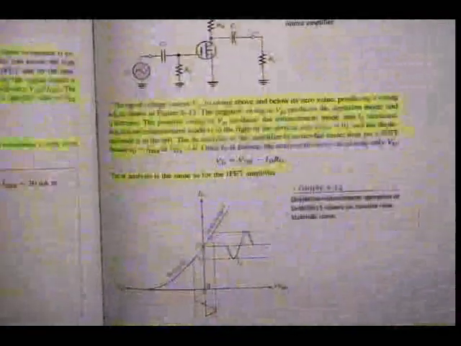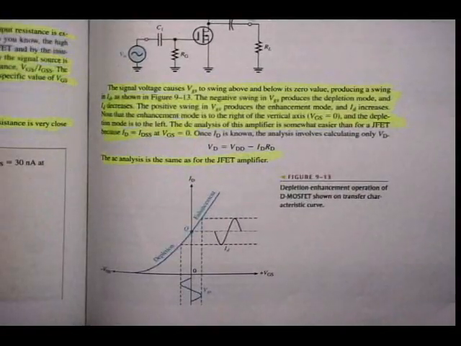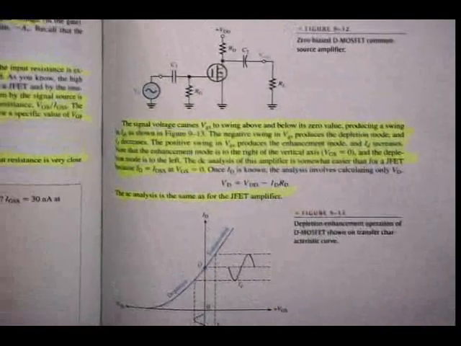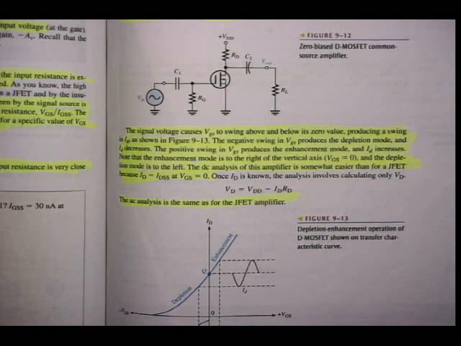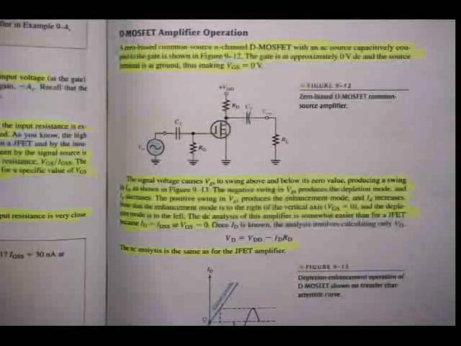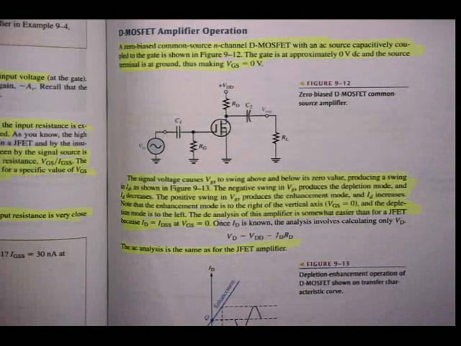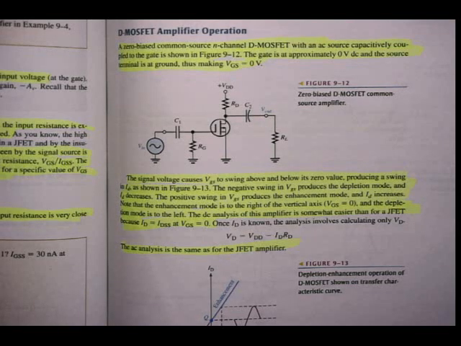Alright, just the last two sections here for this specific section. D-MOSFET amplifier operation. A zero biased common source N channel D-MOSFET with an AC source capacitively coupled to the gate is shown in figure 9.12. The gate is approximately 0 volt DC and the source terminal is at ground, thus making VGS equal to 0 volts. So the signal voltage causes VGS to swing above and below its zero value, producing a swing in ID as shown in figure 9.13.